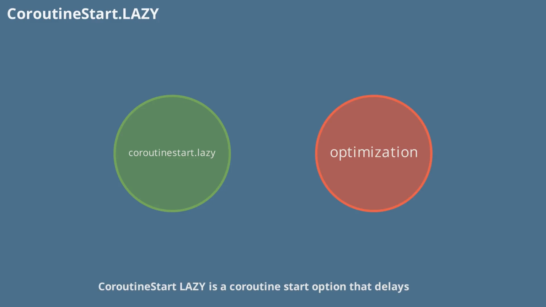CoroutineStart.LAZY is a coroutine start option that delays the start of a coroutine until it's explicitly needed. When launched with CoroutineStart.LAZY, the coroutine won't run immediately. It starts when start, join, or await is called, or when its result is accessed elsewhere in the program. This option is useful for optimizing resource usage and controlling when tasks begin.